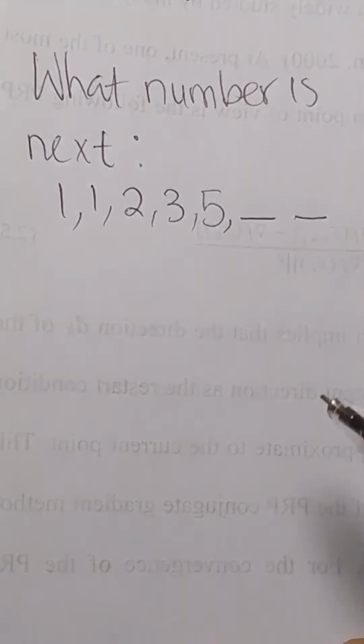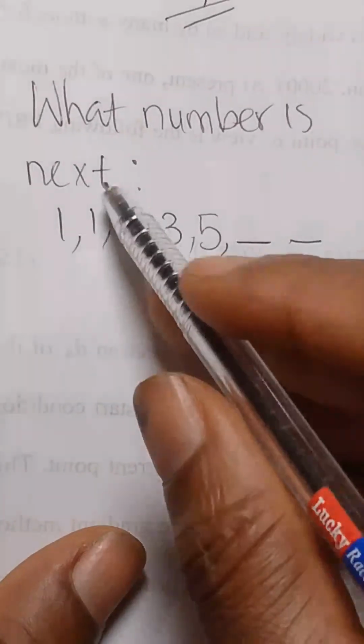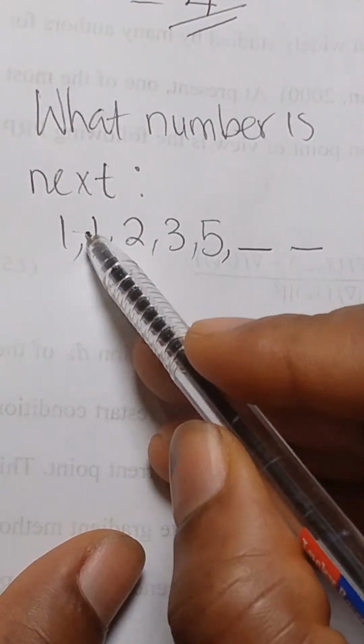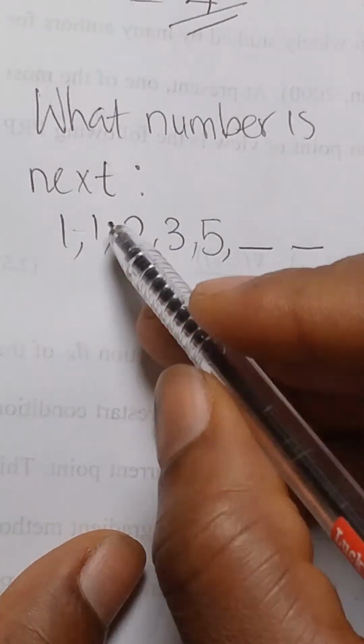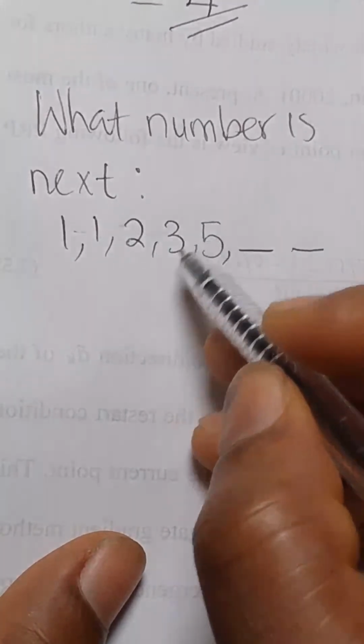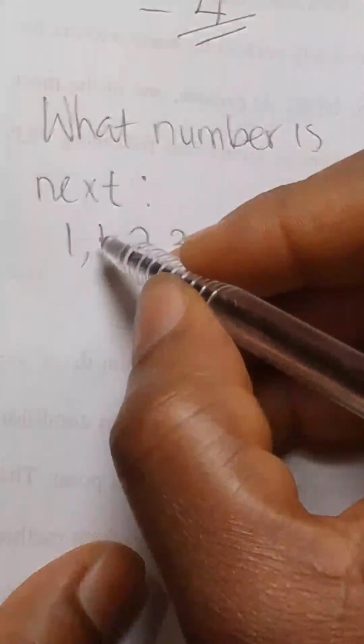Okay, so let me solve it. This is very easy. They ask, what is the next number? See, we have 1 plus 1 will give us 2. 1 plus 2 will give us 3. 2 plus 3 will give us 5. Okay, let me start afresh.